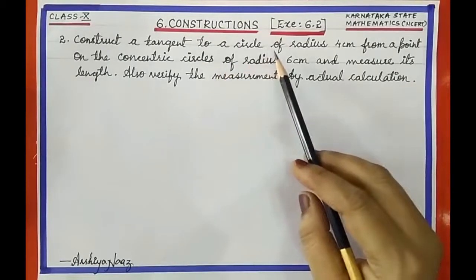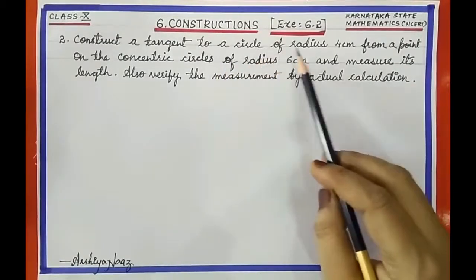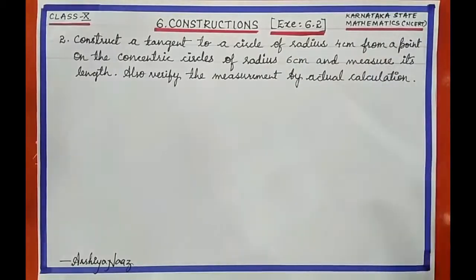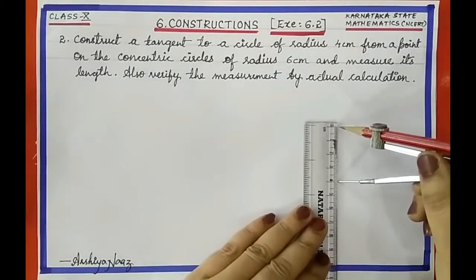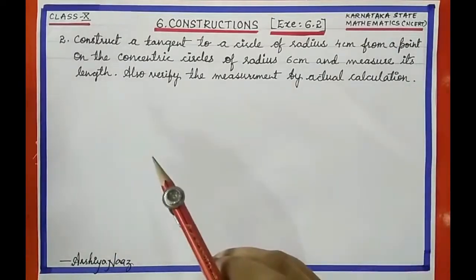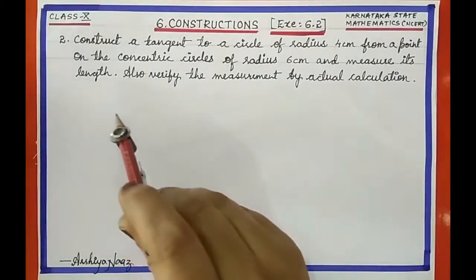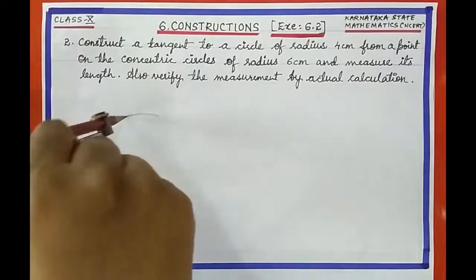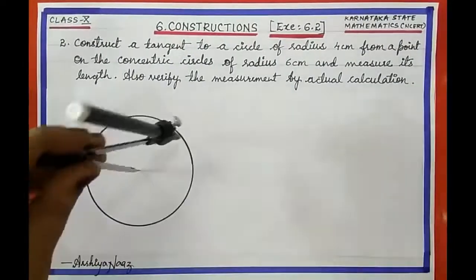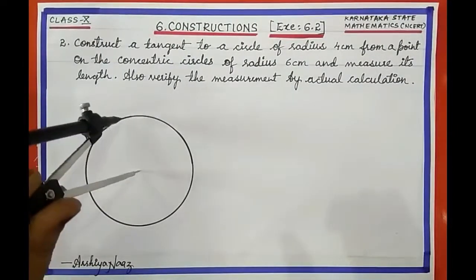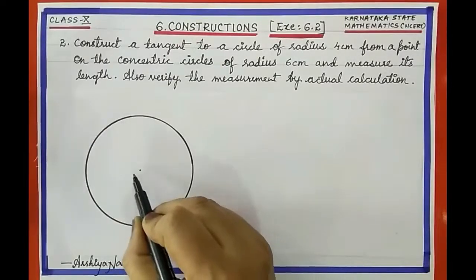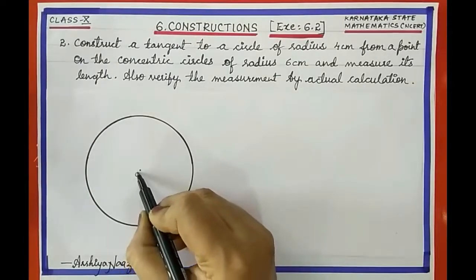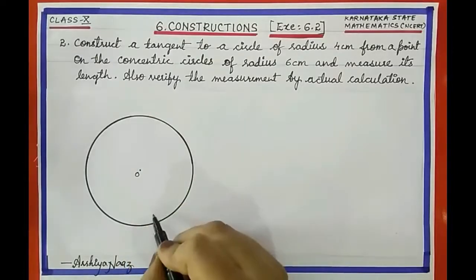First, we have to draw a circle of radius 4 cm. So, with radius equal to 4 cm, draw a circle. Name the center of this circle as O. Let this be circle C1.